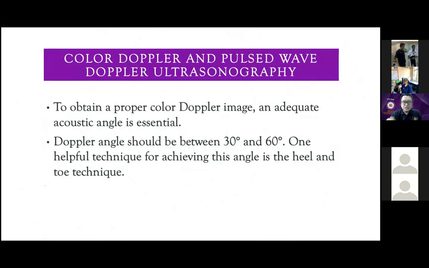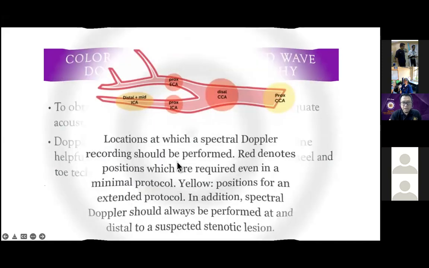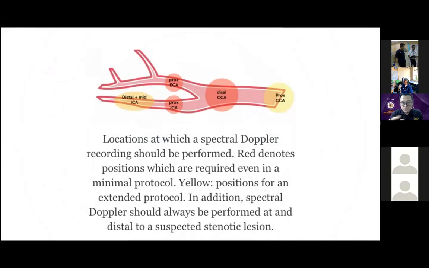Again, it is very important because when we want to assess carotid artery stenosis and we want to perform the Doppler ultrasound, the knowledge of Doppler angle is vital. To obtain a proper Doppler image, we just play around with the color Doppler and pulse wave Doppler only to get this waveform. So where should we measure?